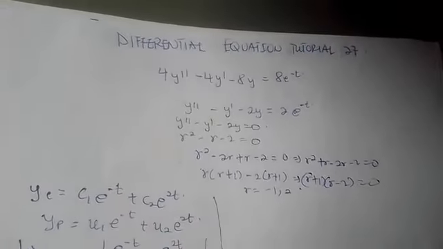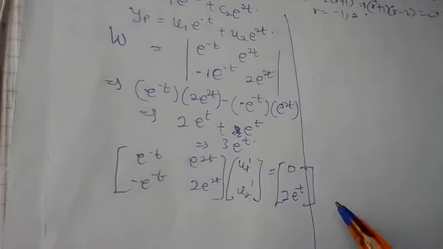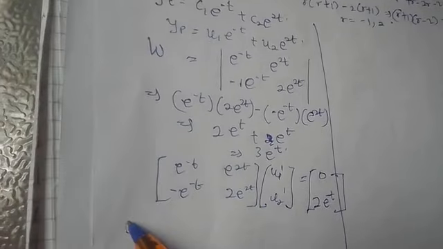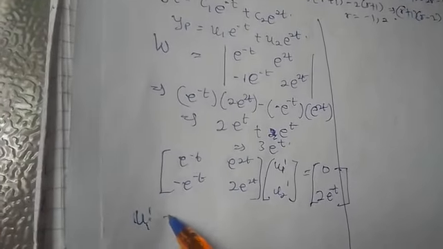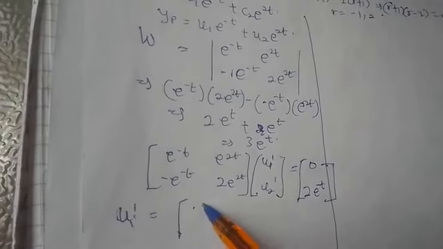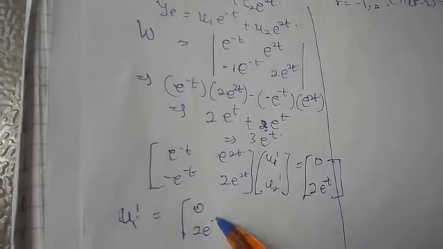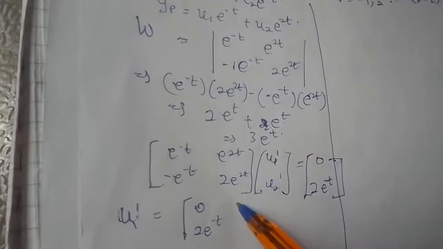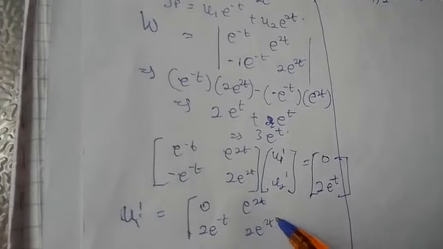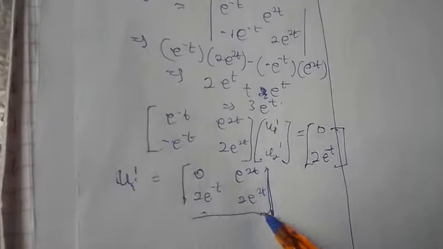From the question, g of t is 2 e to the power negative t. So once I have this, what am I going to do? I'm going to apply Cramer's rule to find my u prime 1. So my u prime 1 is simply going to be the determinant of replacing this column with 0, 2 e to the power negative t, then e to the power 2t, 2 e to the power 2t, like this, all over our Wronskian.